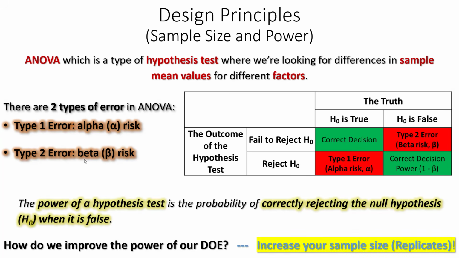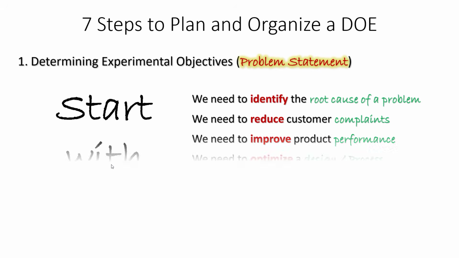Now, in a DOE or in ANOVA, the best way to improve the power of your experiment is essentially to increase your sample size. Take more replicate measurements, and that'll give you more power. It reduces the likelihood of a type 2 error, and it gives you the degrees of freedom to also estimate any interaction effects in your experiment, okay? Okay, real quick, let's recap.